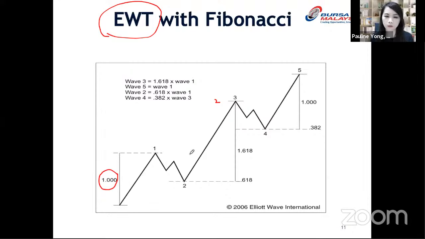And when you're counting the 5 waves up, you must see that wave number 4 cannot touch wave number 1 here, the beginning of the wave, the swing high here. This swing low here cannot touch the swing high here. So if let's say you count halfway and you see that my wave number 4 touches my wave number 1, then you have to recount again. This one you have to follow quite strictly.